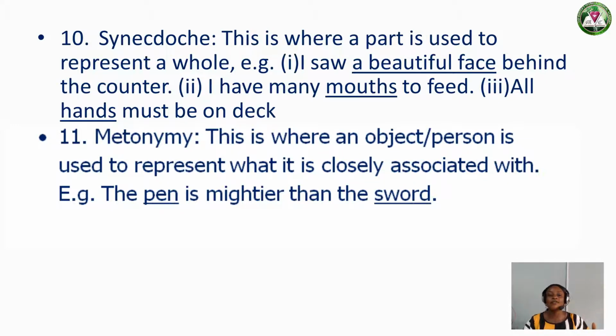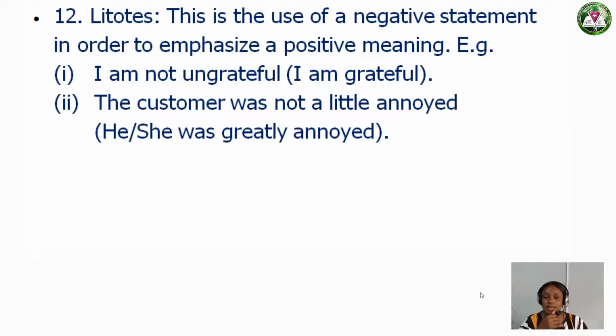So in metonymy we have, the pen is mightier than the sword. Metonymy says the pen is mightier than the sword. Okay? So we can see that the pen represents the writer. The pen is associated with the writer, and the sword is associated with the soldier. So we say the pen is mightier than the sword. Litotes. That is where you use a negative to express something.